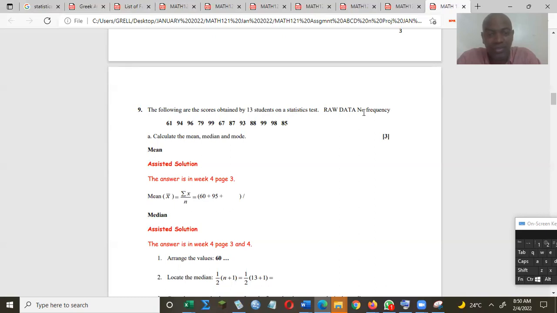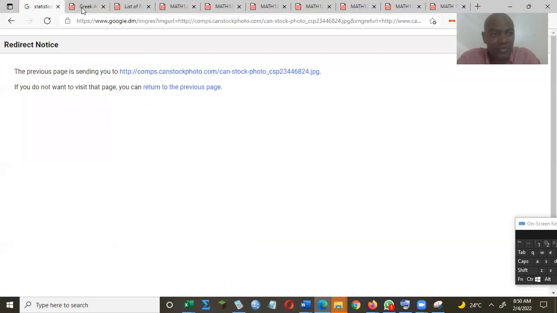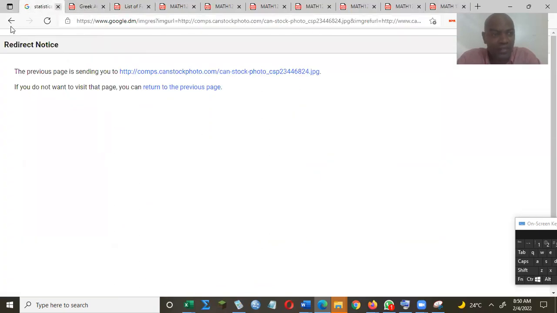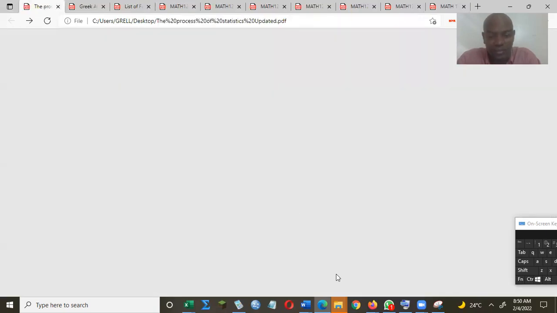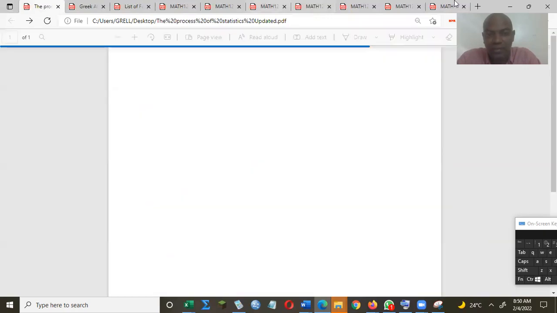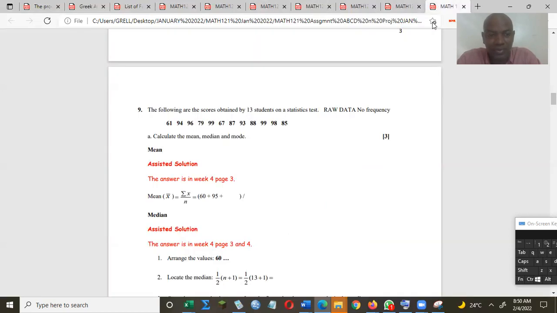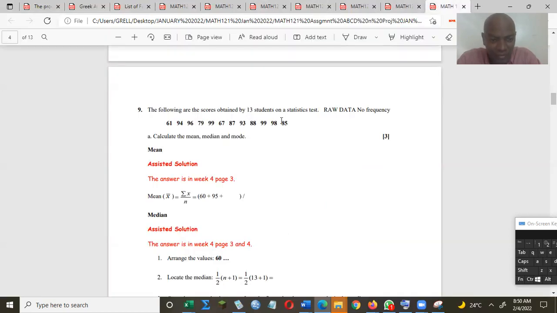Raw data, meaning no frequency. So this data is raw. It was collected and it was not organized yet. Okay, in the process of statistics, when you collect your data, it's in the raw form, and therefore it is not organized. So when it's not organized, it's in the raw form. So this is an example of raw data, single values.